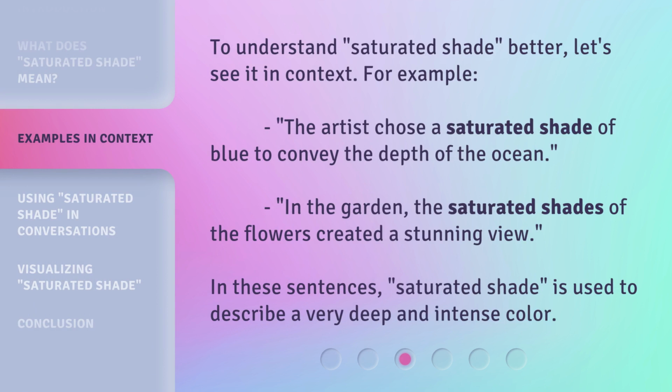To understand saturated shade better, let's see it in context. For example, the artist chose a saturated shade of blue to convey the depth of the ocean. In the garden, the saturated shades of the flowers created a stunning view. In these sentences, saturated shade is used to describe a very deep and intense color.